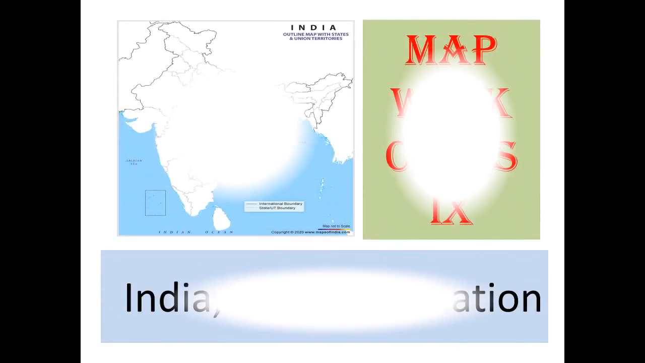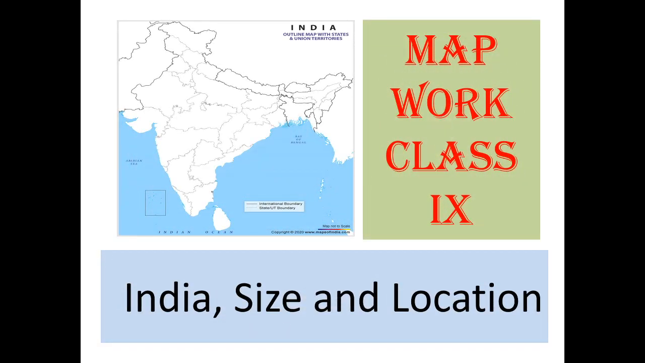Alright, class 9. Now we move on to the revision section. So first of all, we look at the map work, okay, geography. So you should have a blank map so that you can practice with that. Okay, so we start with the first chapter, India size and location.